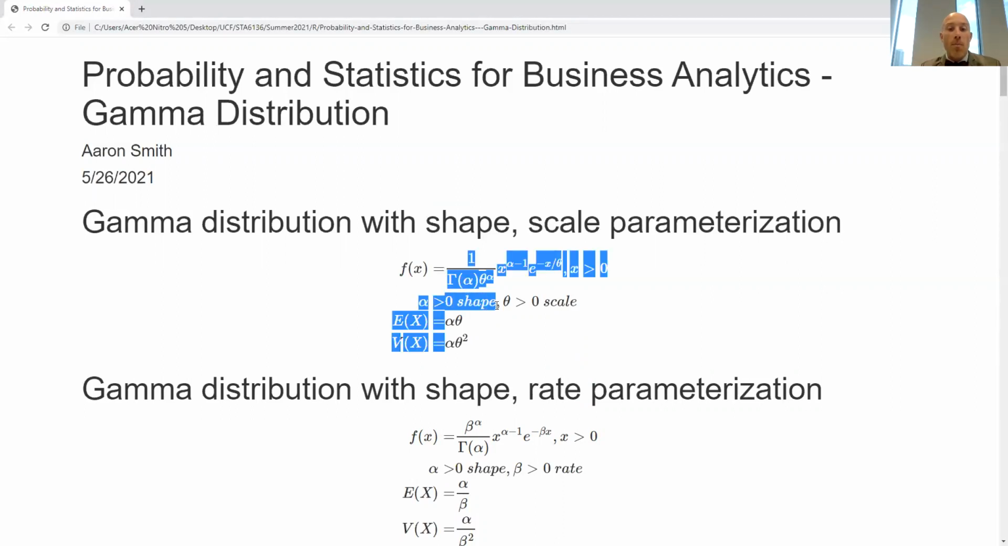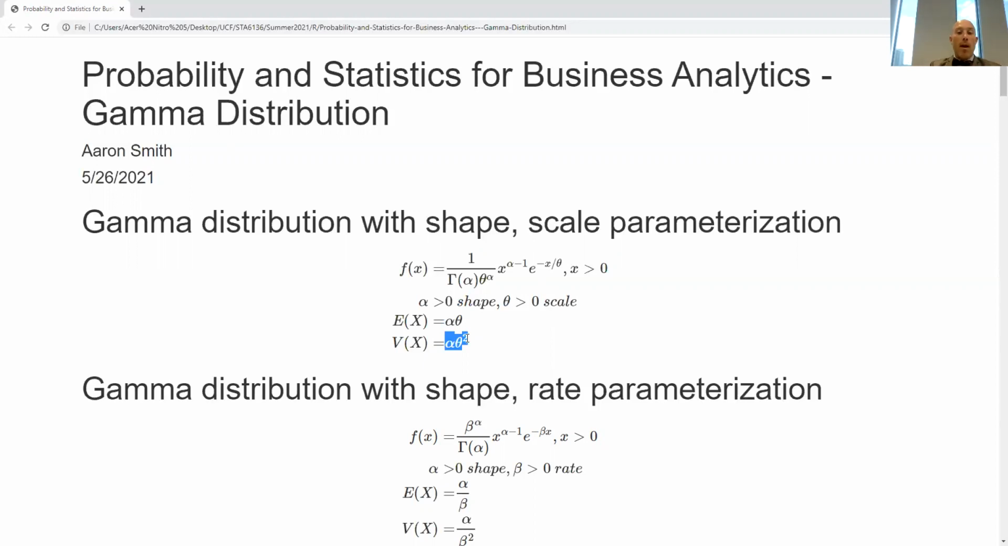Alpha is called the shape. Theta, which is greater than 0, is called the scale. Our expected value is going to be alpha times theta, and our variance is alpha times theta squared.